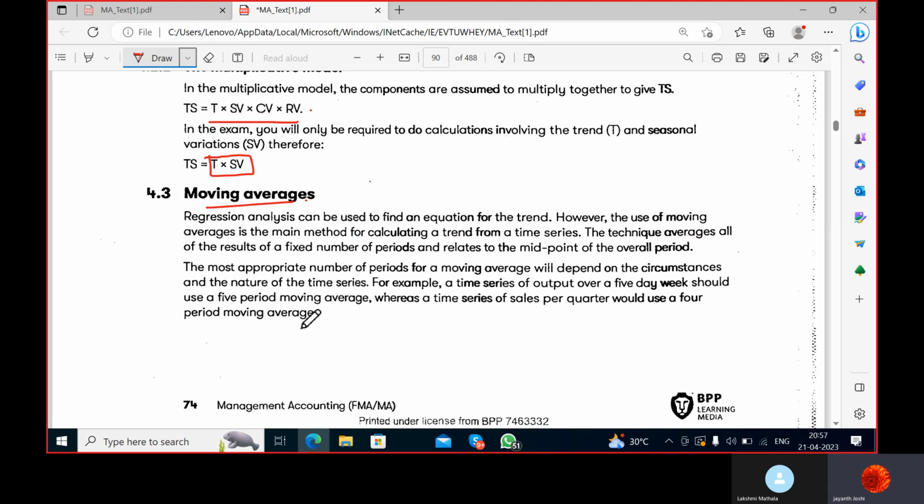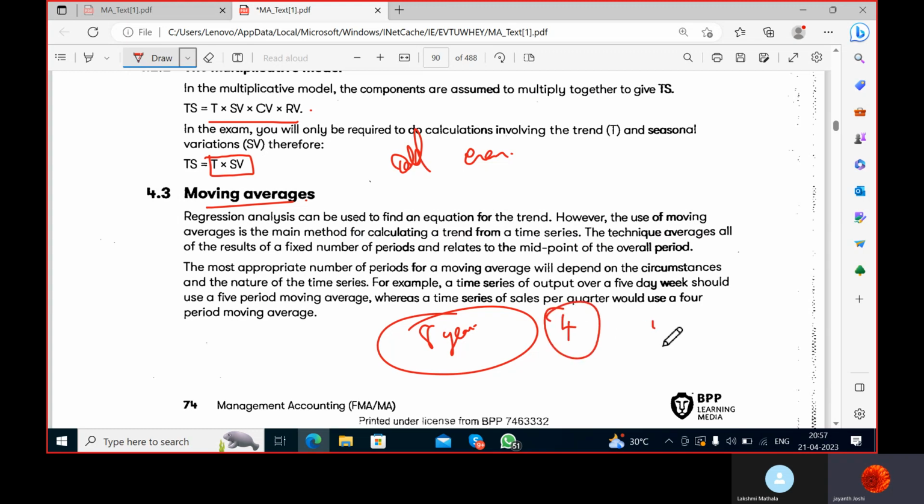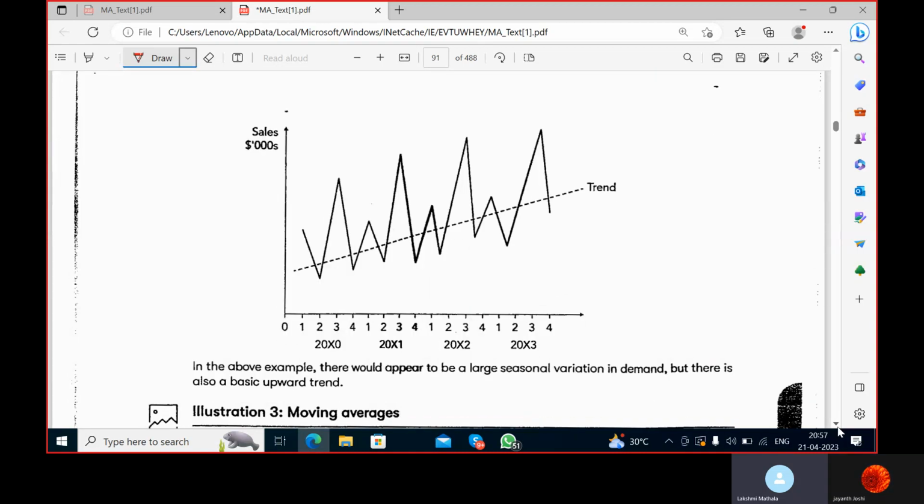Moving averages. Moving averages are nothing but this: there will be data of an odd number of years or an even number of years, and then we find out the averages. Suppose the data is even, say you have 8 years of data. You take 4 years' totals and then take the 4-year average. Then you again have 4-year averages twice, correct? Again you take those two totals, and again you take the average. So this is called the moving average method, correct? Understood?